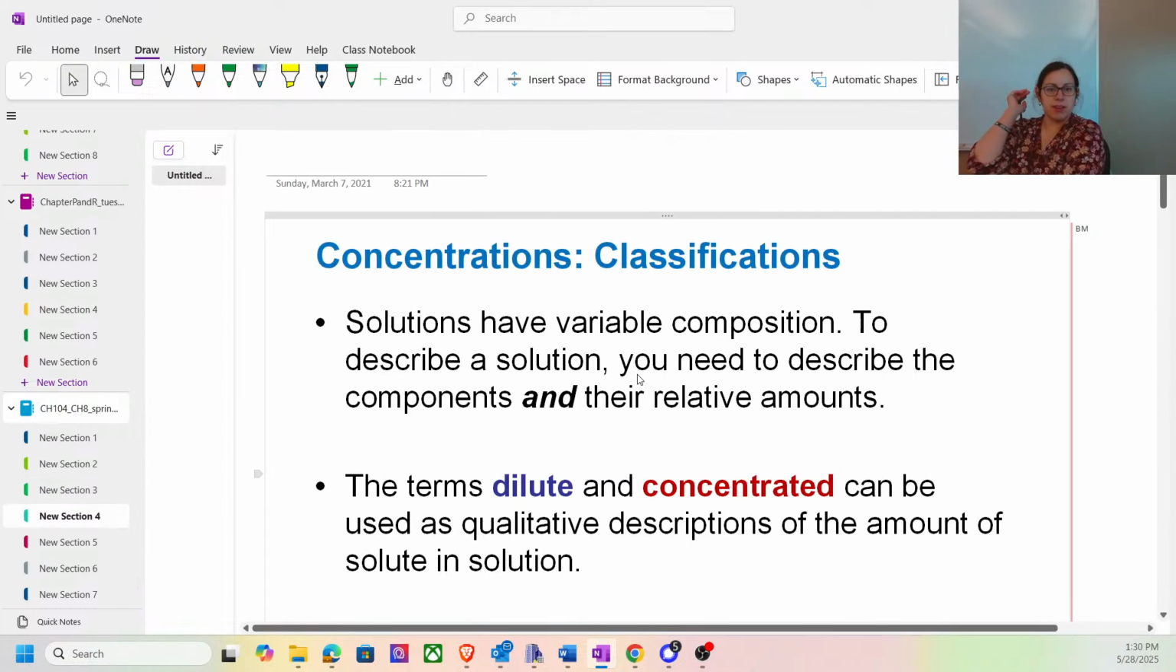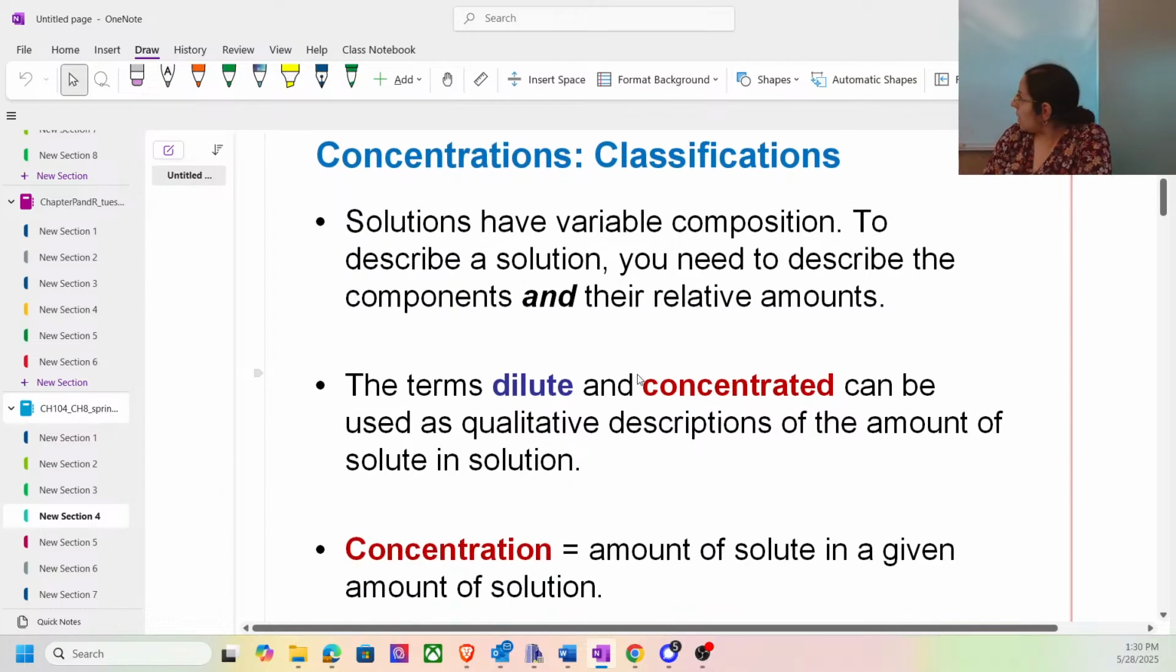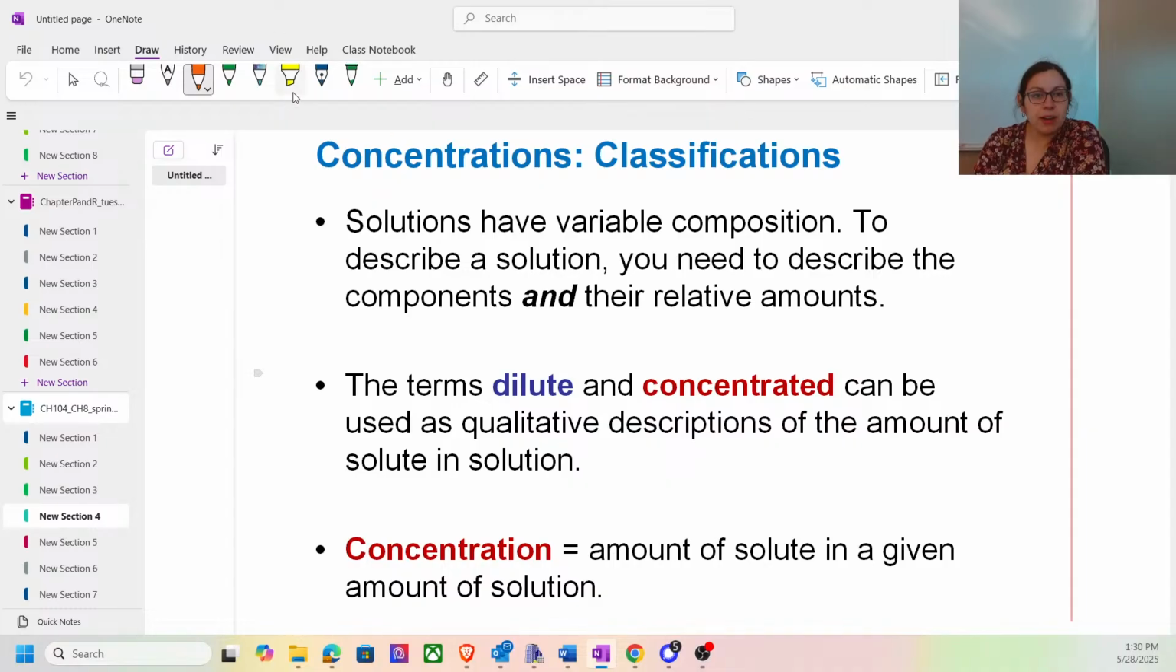All right, so now this gets into the math that we want to focus on in this chapter. These solutions have variable compositions. You saw that just today, a 0.1 molar NaOH solution. To describe a solution, we have to have the components and their amounts. We have these vague terms, dilute and concentrated. I like to think that dilute tends to be less than 3 molar, and concentrated would be greater than this. Again, just a very rough guideline.